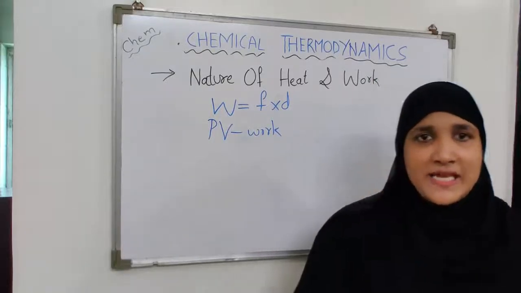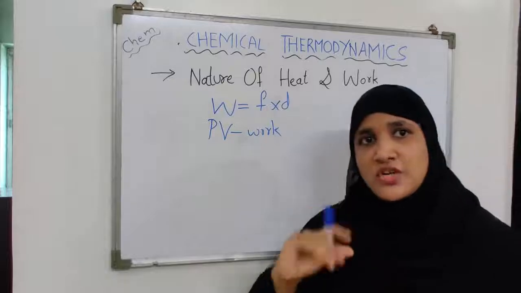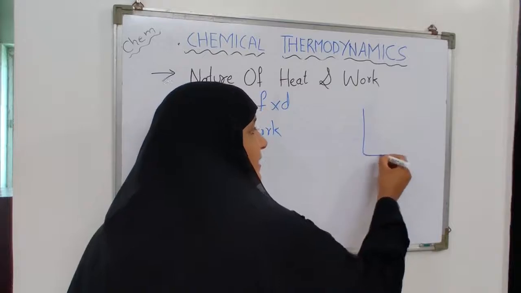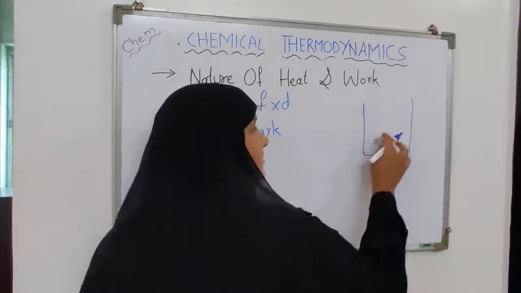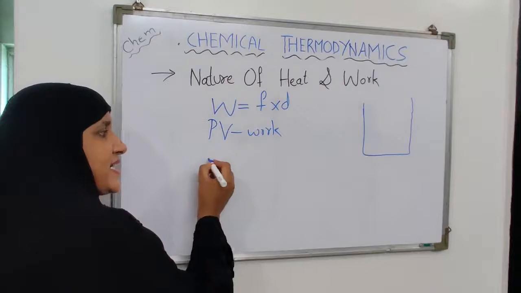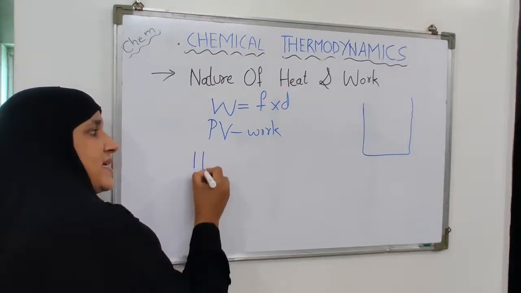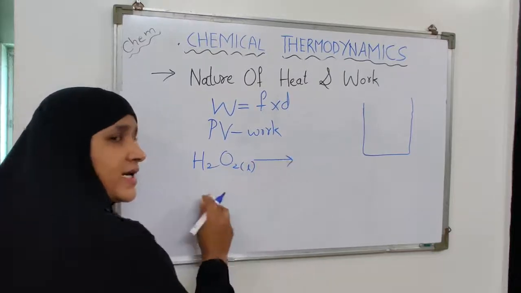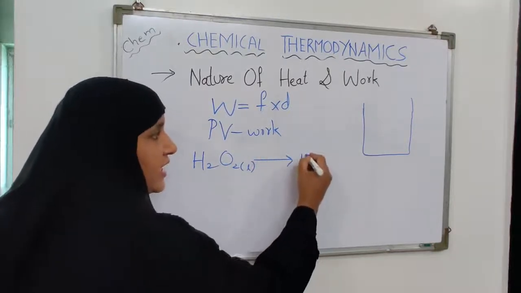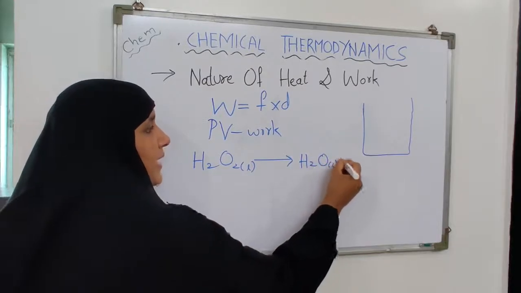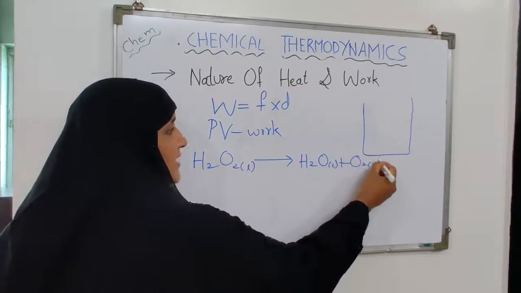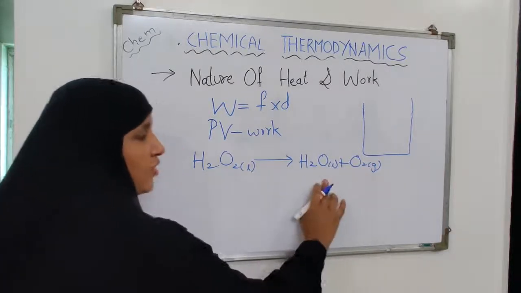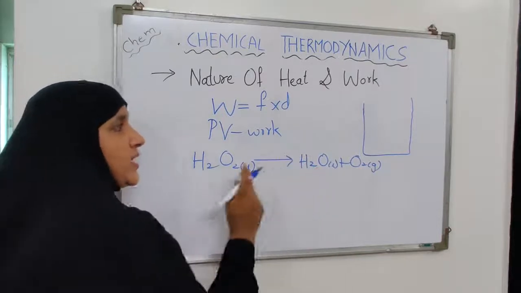Let us take the example of expansion of a system first. Suppose we have a cylinder in which a reaction is taking place. Which reaction? Liquid hydrogen peroxide is undergoing a decomposition reaction and forming water and oxygen gas. One molecule of H2O2 breaks down into two different molecules, oxygen gas and water liquid.